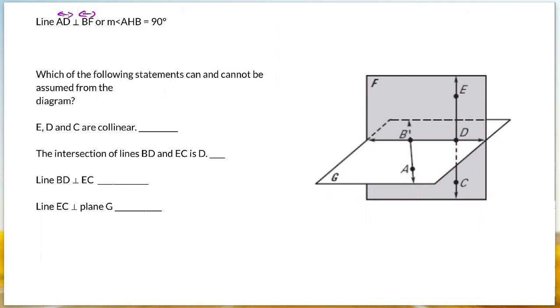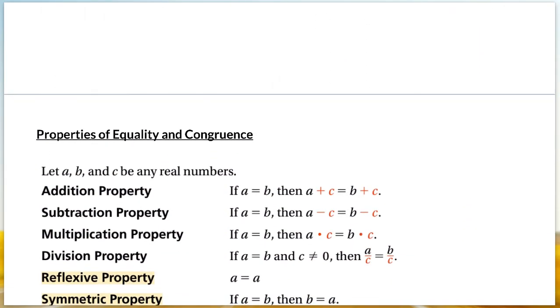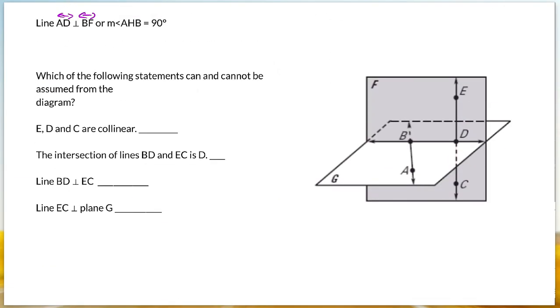All right, and I guess I'll finish this part too. Oh, these notes are quite long, sorry about that. Which of the following statements can and cannot be assumed from the diagram? So the same kind of idea. E, D, and C are collinear.